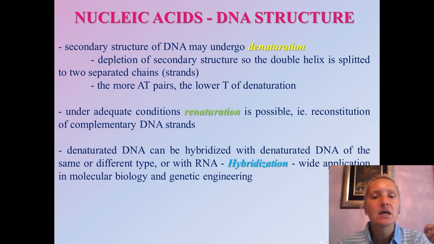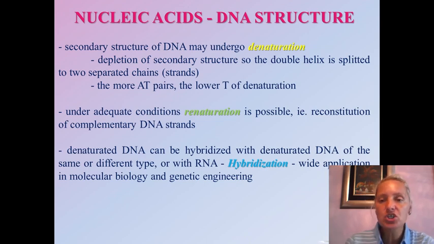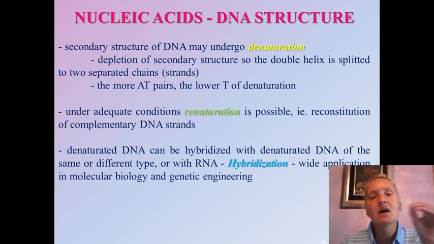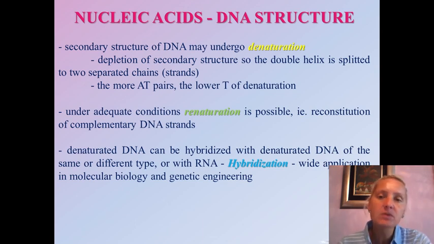But oppositely to the denaturation of proteins, which was irreversible, and terminates all the structural properties and the function of that specific protein, in this case, under adequate conditions, renaturation is possible, meaning that the double strand and the double helix can be reconstituted upon the removal of those factors which caused the unwinding and denaturation.